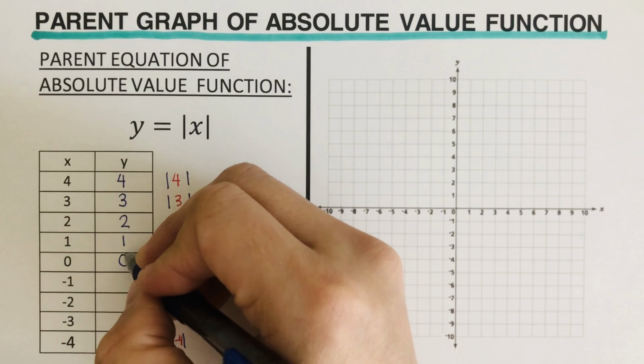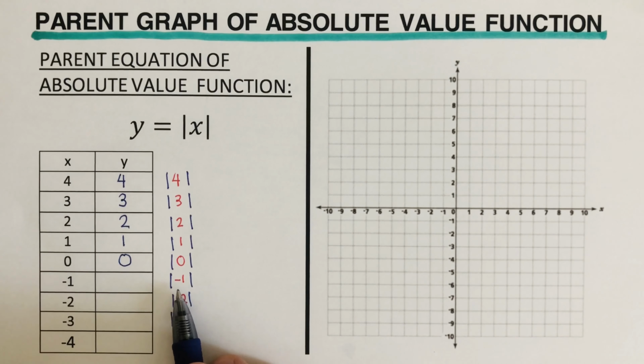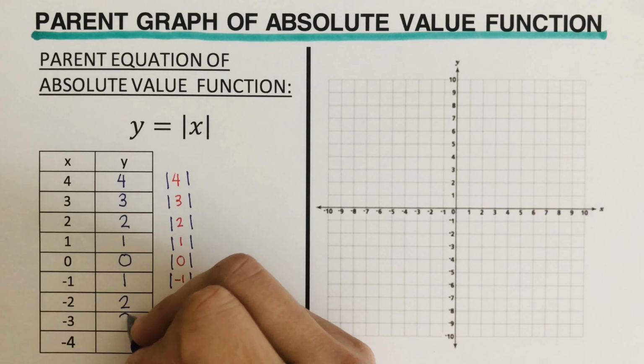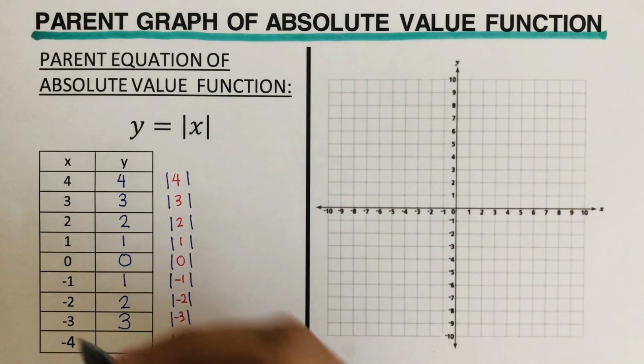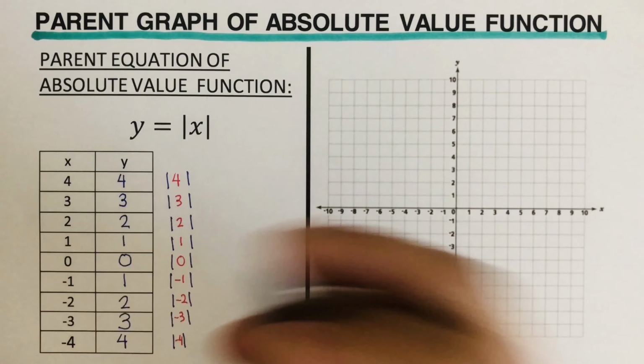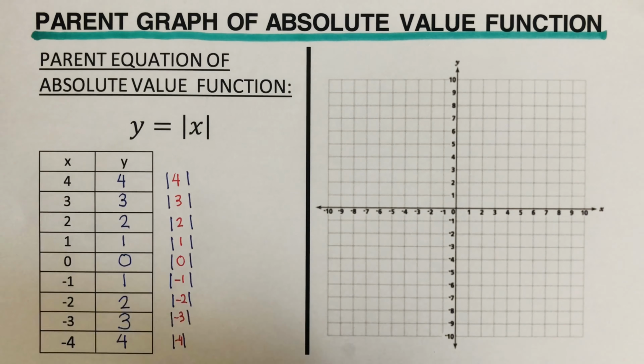This should be 0. Absolute value will always have a positive. So the absolute value of negative 1 is 1. The absolute value of negative 2 is 2. The absolute value of negative 3 is 3. And then the absolute value of negative 4 is a positive 4. So did you get the same answers as this? Good. Perfect. Now we are ready to sketch the graph.